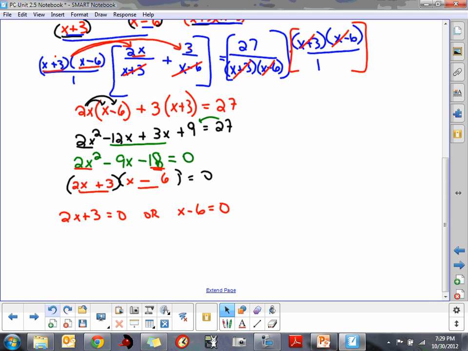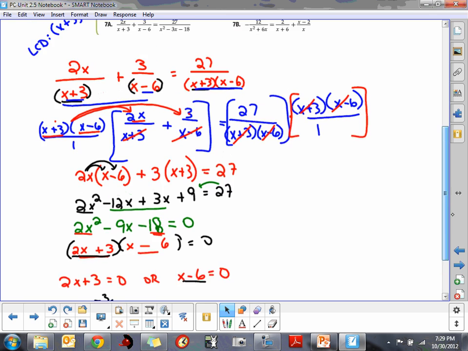And we've been doing quite a few of these problems, so by now you can figure out what's the related 0 for this factor, and that is when x is equal to negative 3 halves, and what's the related 0 for this one, and that is when x equals 6. So our two possible solutions on this are negative 3 halves and positive 6. What we want to do is put those back in and make sure they work.